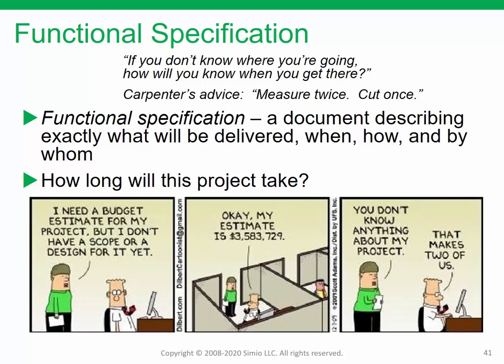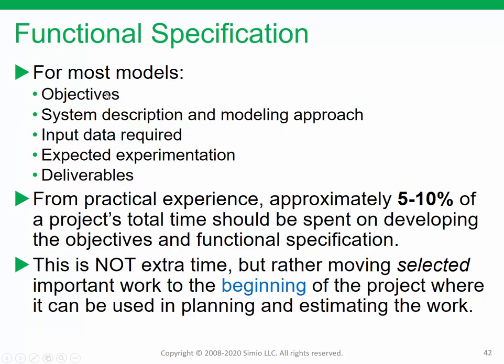So it's important to have this information during the planning stages before you even think about starting to develop a model. At its basic level, for most models that you'll develop, the functional specification should include at least the specific objectives, the system description and the modeling approach that you plan to take, any input data that's required in order to start the project, the expected experimentation, in other words, what results the project is expected to deliver, and then what are the specific deliverables? Are you delivering a report? Are you delivering a presentation? Are you delivering models? What is actually being delivered?